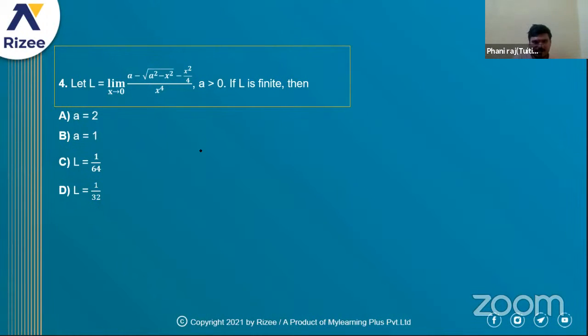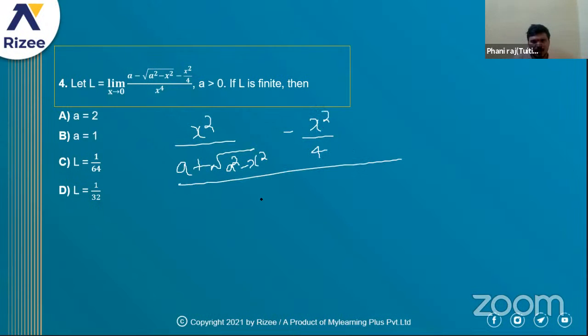Now we rationalize this. What do you get? You get x square by a plus under root a square minus x square, minus x square by 4, by x power 4. This x square will get cancelled. You get x square here.